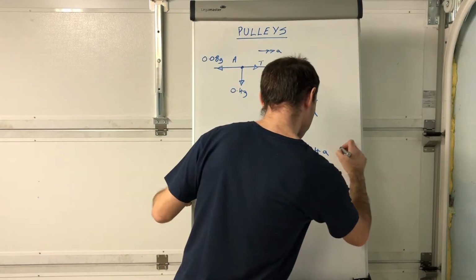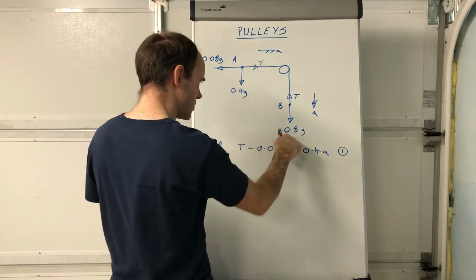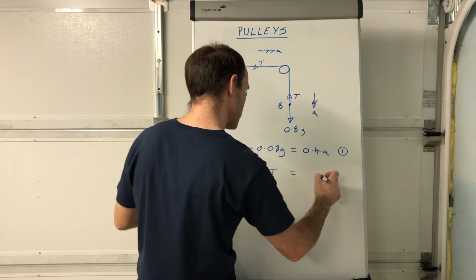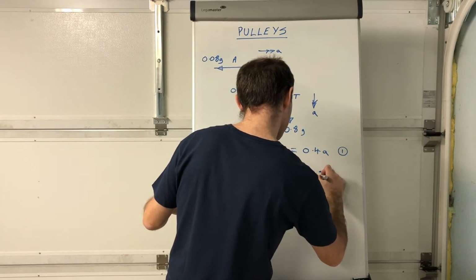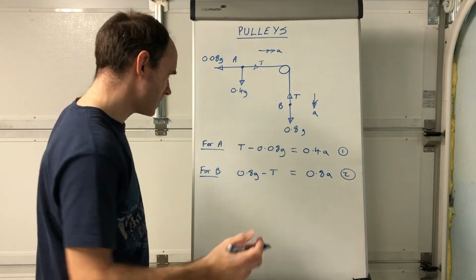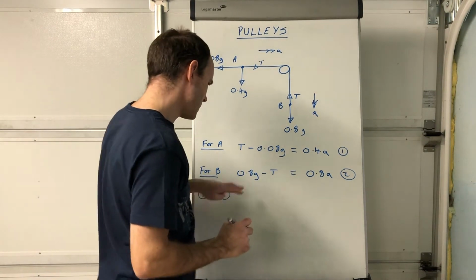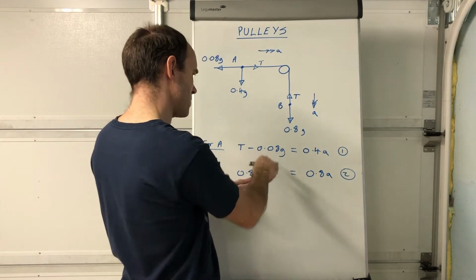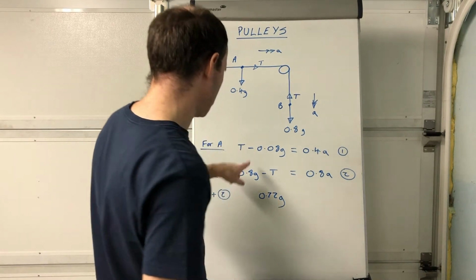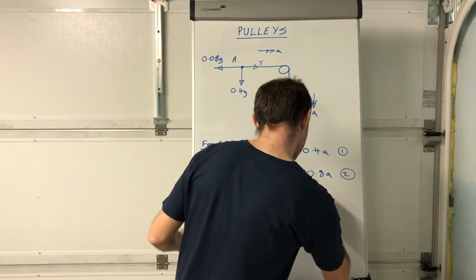And that's equation 1. Equation 2, for particle B, it's moving downwards, so 0.8 G, and then opposing that is the tension, so subtract T, is equal to the mass times the acceleration, 0.8 A. That's equation 2. Solve them by adding them together, so equation 1 plus equation 2. What we're going to get is 0.8 G subtract 0.08 G, so that's going to be 0.72 G, the T's will cancel, and then this and this, that's going to be 1.2 A.